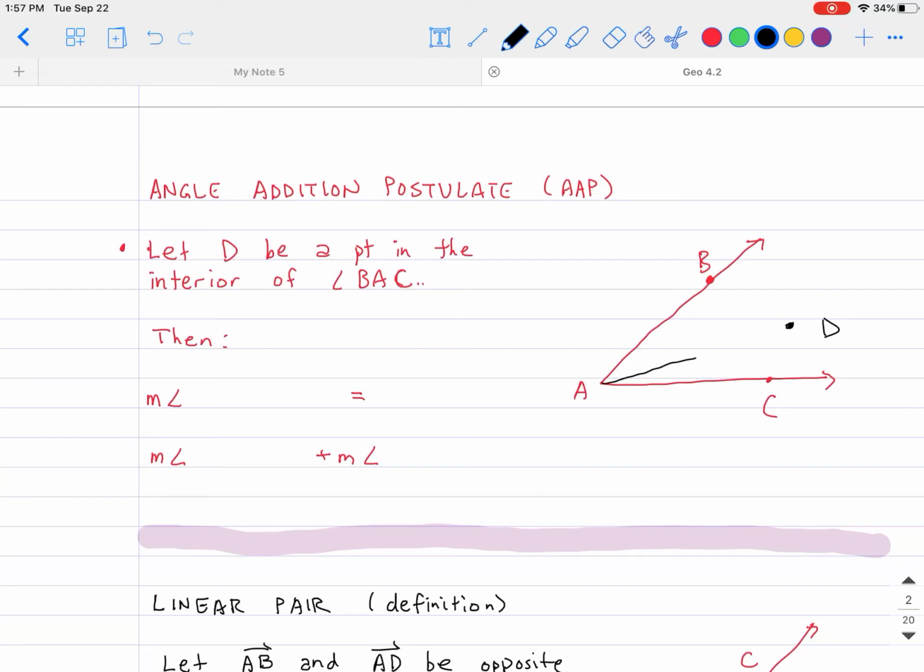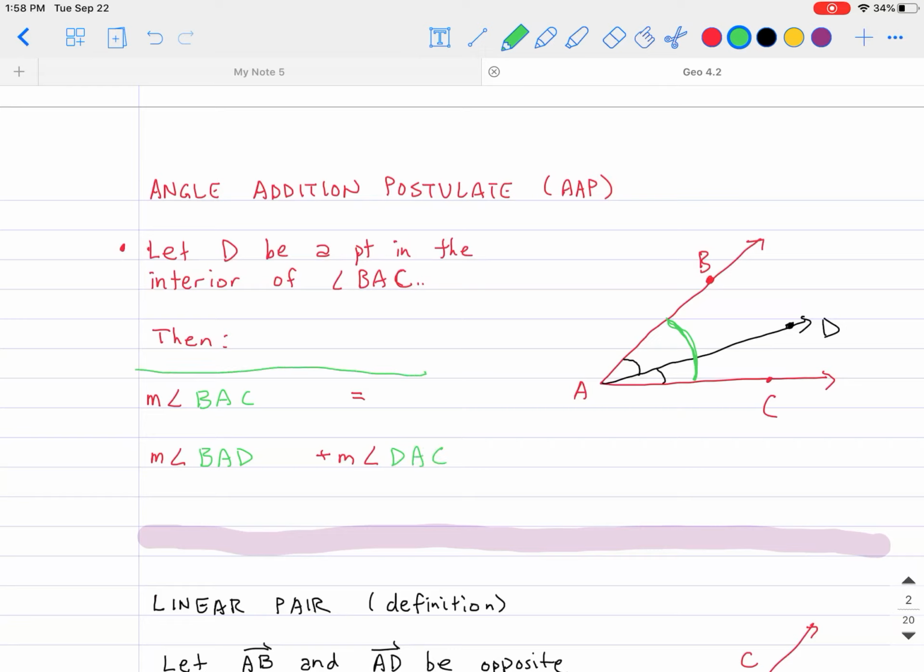So here, let me just go ahead and draw ray AD so you can see what I'm trying to get out of this. According to the picture, you can see that there are 3 angles being formed here: BAD, then DAC, and then finally, put it all together, we have what we were trying to add to, which is BAC. So as a conclusion, the measurement of angle BAC is equal to the measurement of angle BAD plus the measurement of angle DAC.